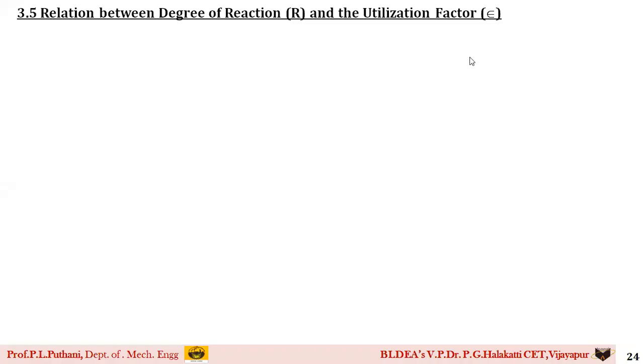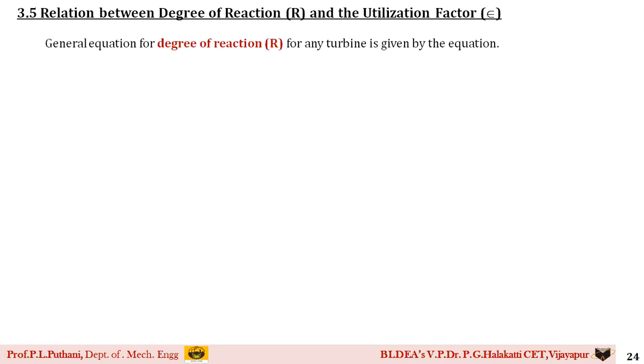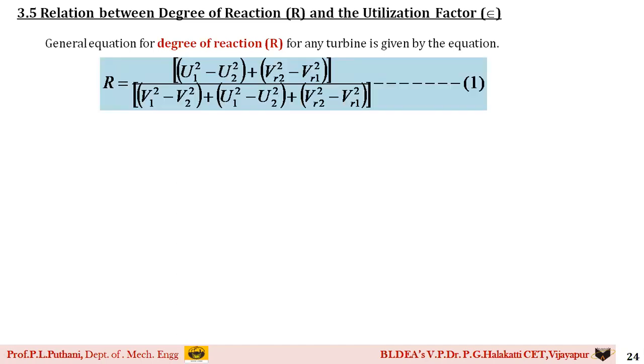As I was telling you, in today's session we'll be discussing the relation between degree of reaction and utilization factor. So degree of reaction R is given by the equation R is equal to U1 square minus U2 square plus VR2 square minus VR1 square, divided by the energy equation V1 square minus V2 square plus U1 square minus U2 square plus VR2 square minus VR1 square.